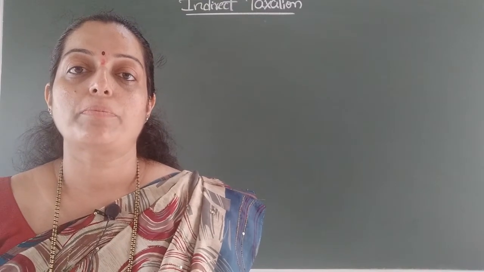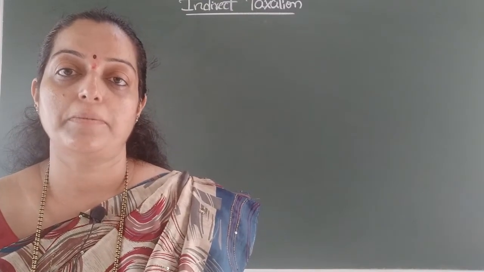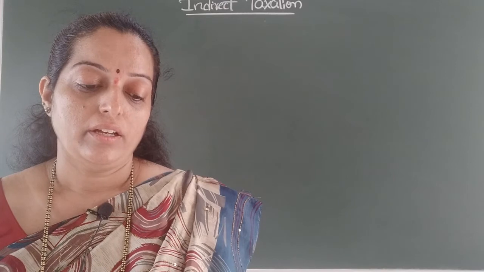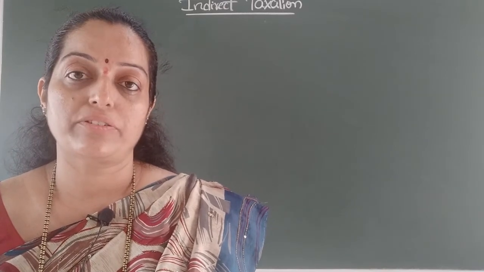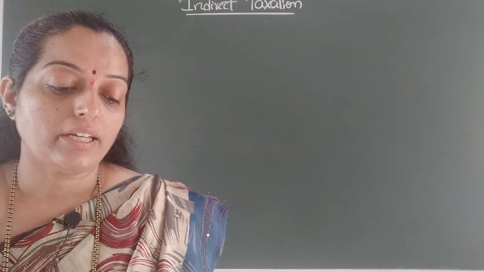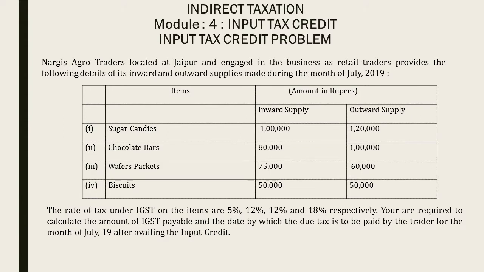Today we are going to solve problems on module 4, that is input tax credit. You can refer to the screen for the problem. Nargis Agro Traders, located at Jaipur and engaged in the business as retail traders, provides the following details of its inward and outward supplies made during the month of July 2019.